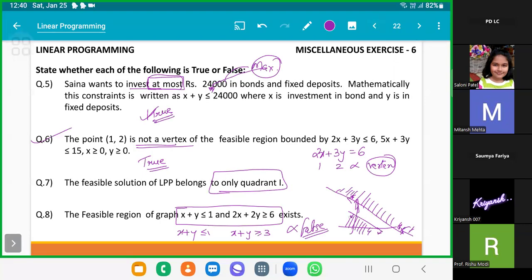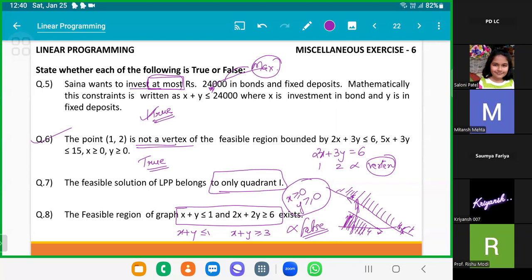Because, see, if the question would have been x is greater than or equal to 0, y greater than or equal to 0, then I can understand that it will be in the first quadrant, right? But it has not given this part. Because of this, your answer is going towards the second, third, and fourth quadrant. Getting that? So that is the reason your answer becomes false in this category.